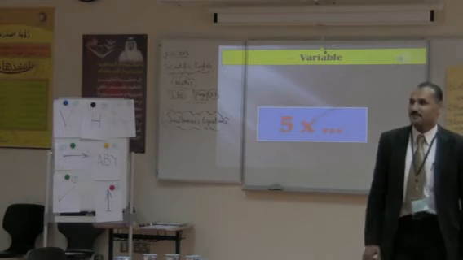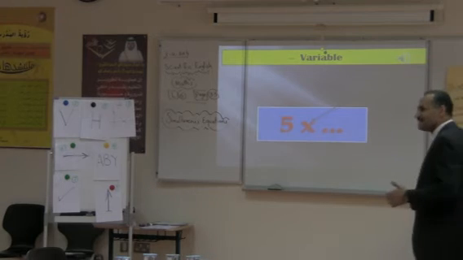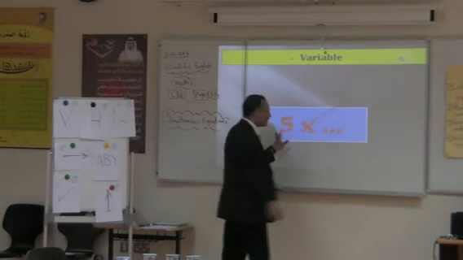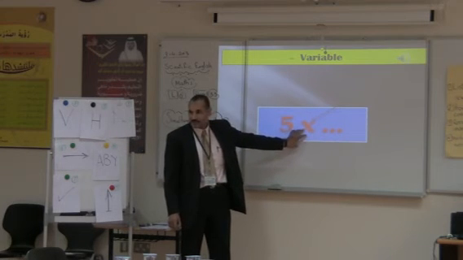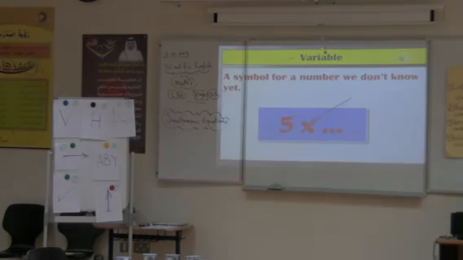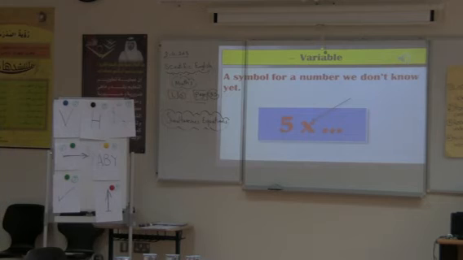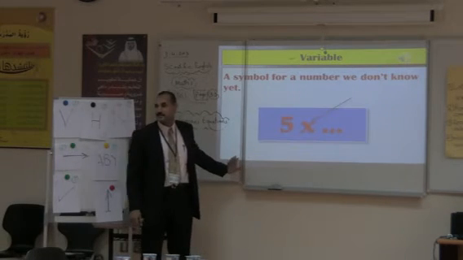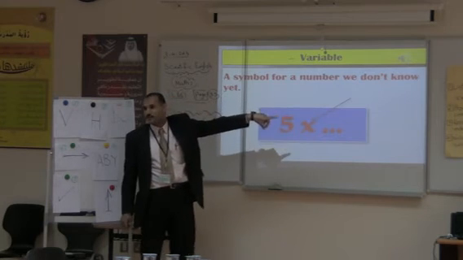Variable. Yes, please. Which do you think is the variable here, 5 or X? X. Do you know the value of X? No. We know it when we solve the equation. Thank you. Will you read it? A symbol for a number we don't know yet. Which do you think is the keyword here? Symbol. A symbol, and we don't know yet.